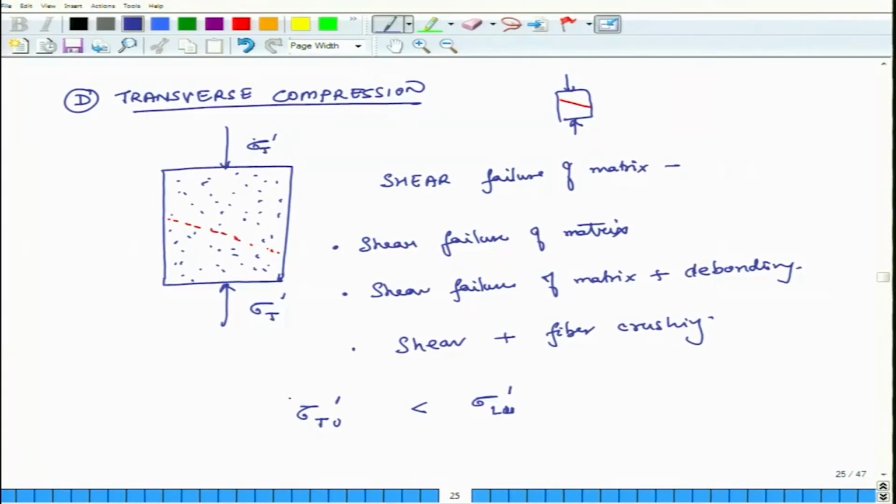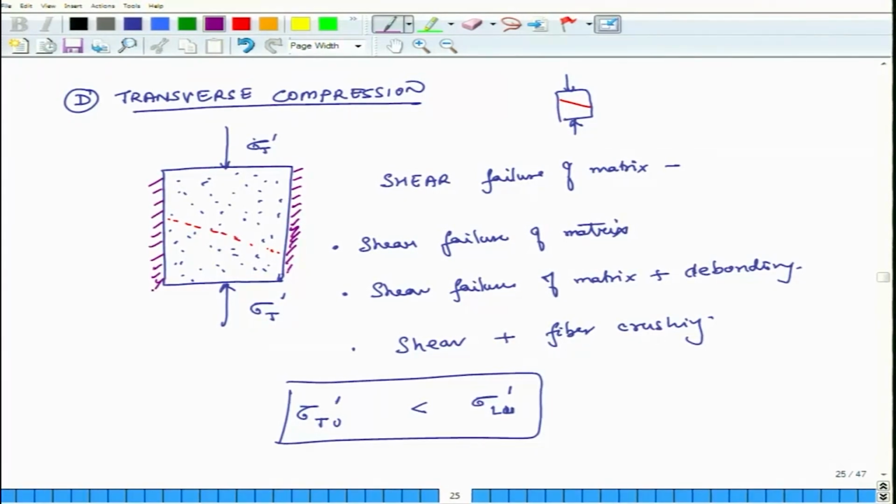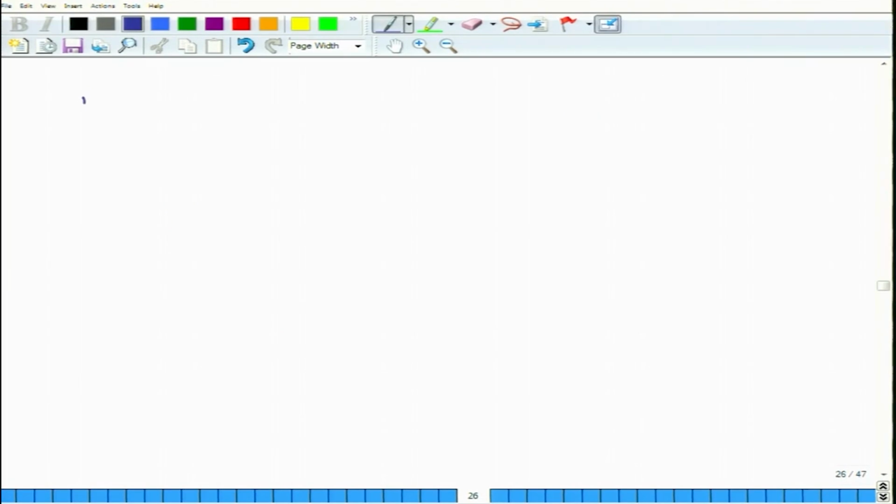So, this is typically the case, but suppose you somehow constrain it on these lateral sides, then it has nowhere to go, then sigma Tu can become higher than sigma Lu prime. Okay. So, this is another scenario. And the last failure scenario related to external loads which we will discuss is case E, in plane shear.